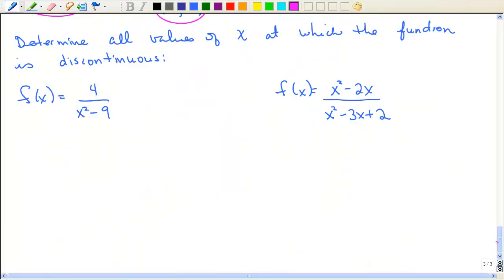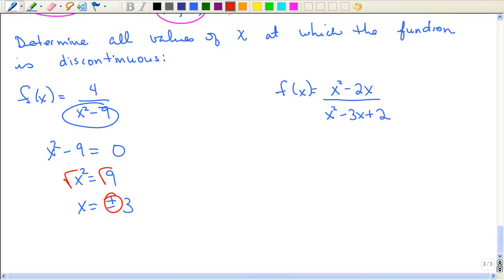Alright, now this one says determine all the values of x at which the function is discontinuous. It's the same thing, just kind of different directions. Right, so same type of thing. We're going to look at the denominator. You could either factor that or just solve. Just don't forget, when you take the square root, the plus or minus sign. So this would be discontinuous at x equal to plus or minus 3. In other words, it would be continuous everywhere except for plus or minus 3.